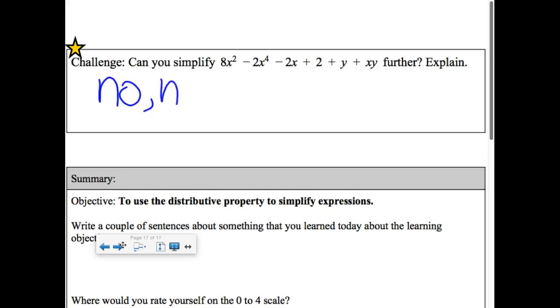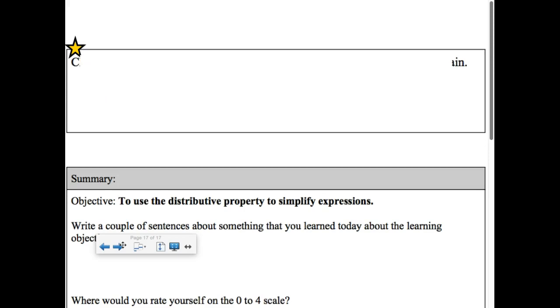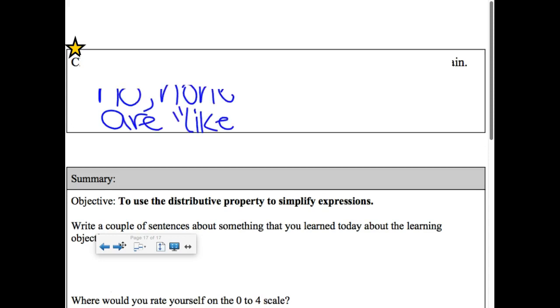The reason why is none of the terms are like terms. Okay, so none of them are the same. So we cannot combine them. I don't know what's happening with my board. So the answer is no, none of the terms are like terms.